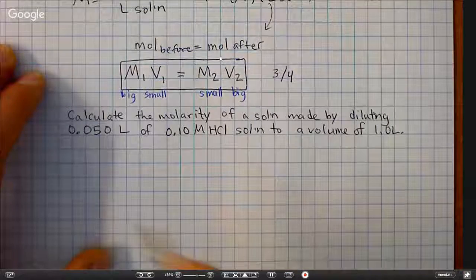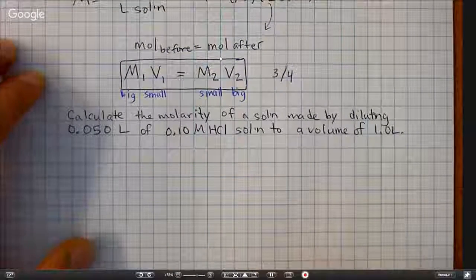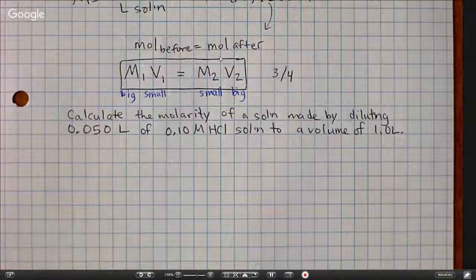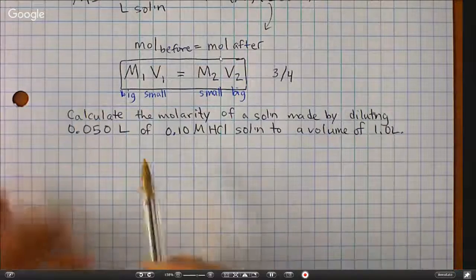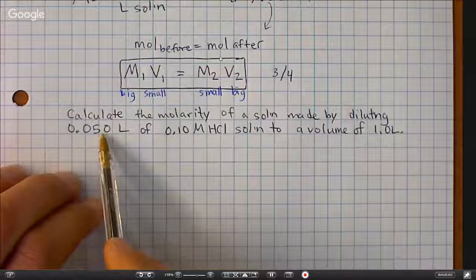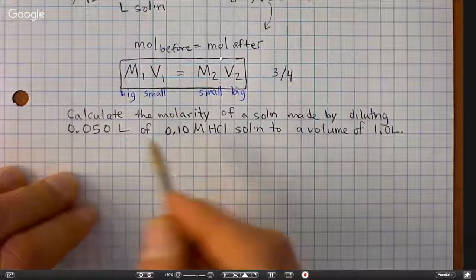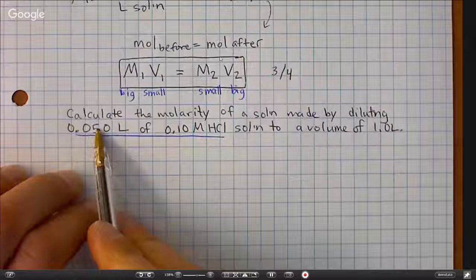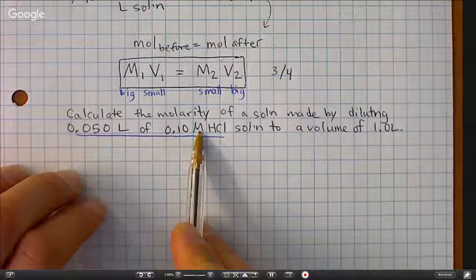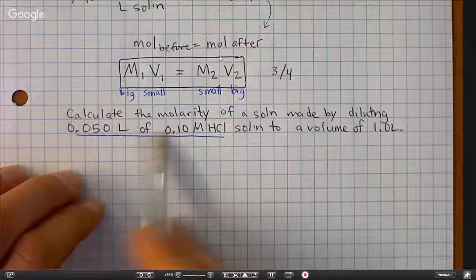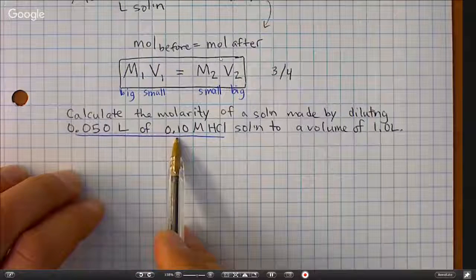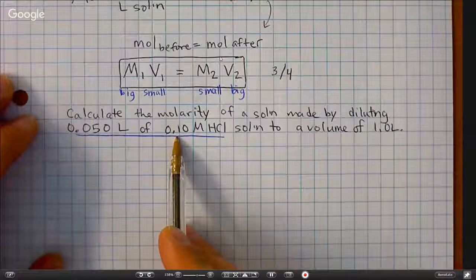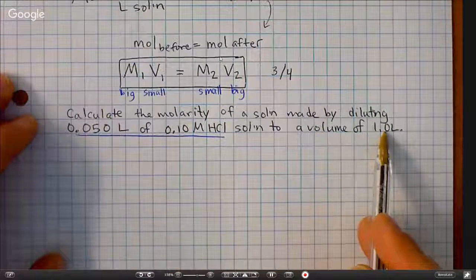Remember back in English class learning about prepositions? They give us an idea about relationship. So for example, 0.05 liters of 0.1 molar HCl solution tells us that this volume belongs to this concentration. There's a relationship there. 0.05 liters of 0.10 molar, they go together. And we're going to dilute it to a volume of 1 liter.